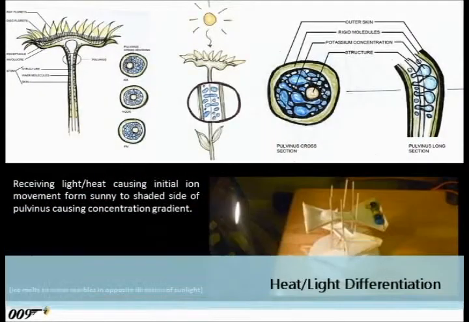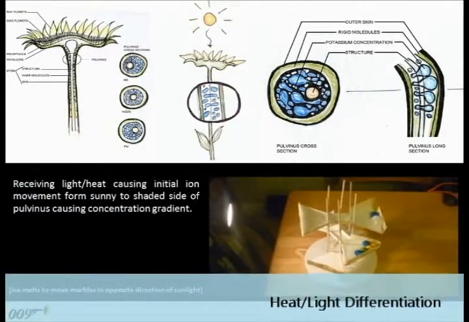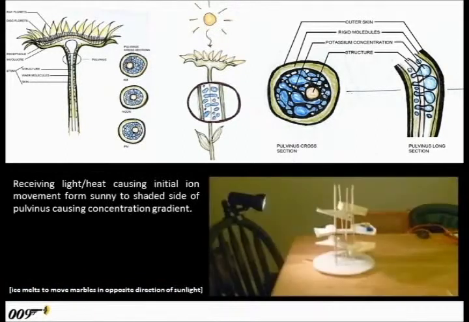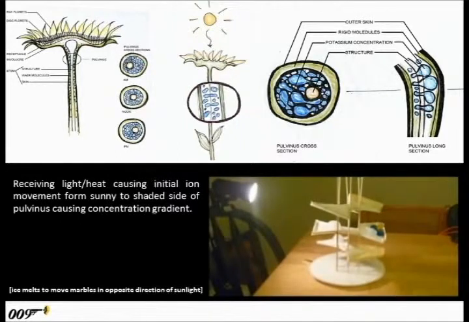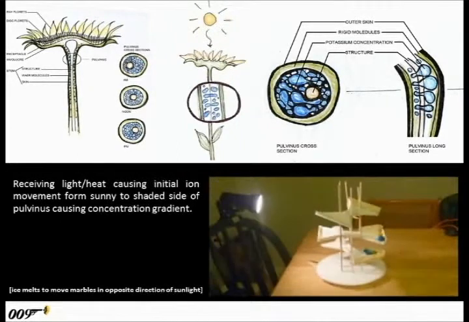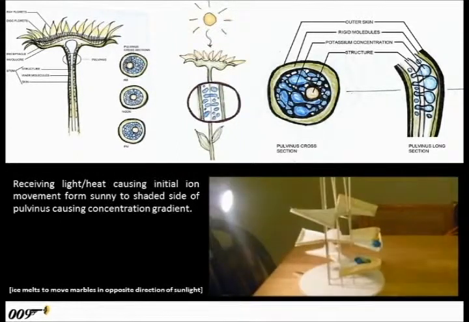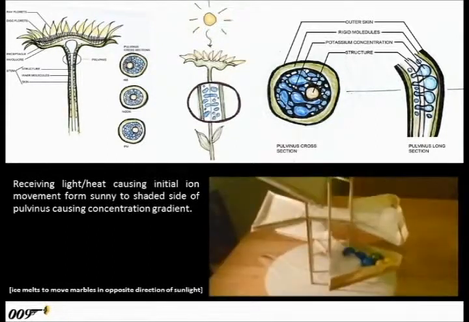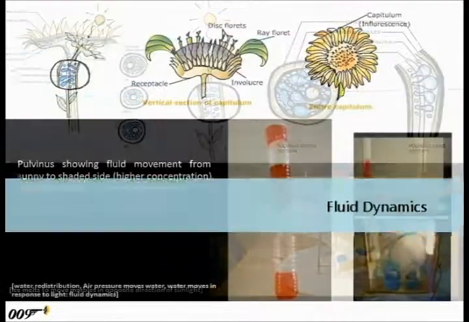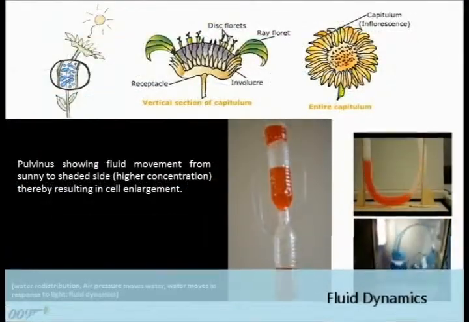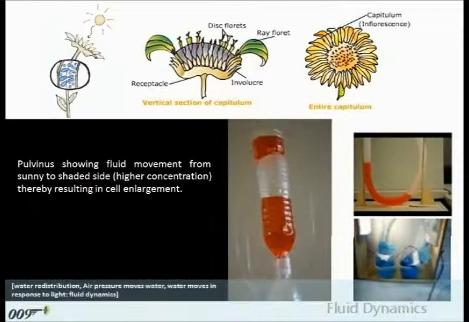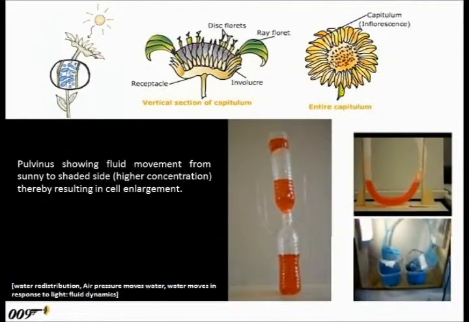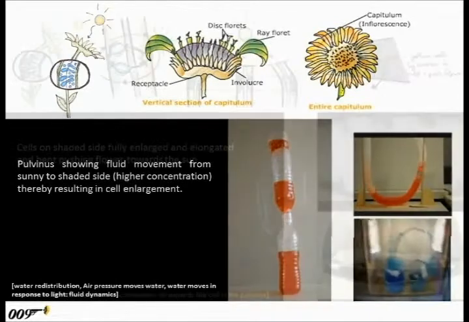When the sunflower is exposed to sunlight, part of the petals shade a portion of the pulvinus, causing heat differentiation between the shaded and sun-exposed side. This condition causes growth hormones, which are light-shy, to move to the shaded side, causing an influx of potassium ions, which creates a concentration gradient. The concentration gradient triggers osmosis, or fluid movement, from the sun-exposed side with low concentration to the shaded side with high concentration to maintain equilibrium.